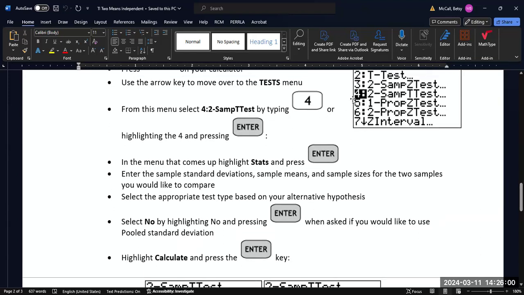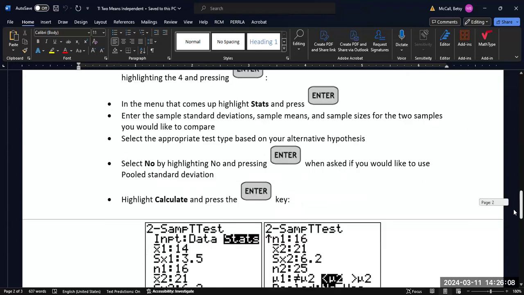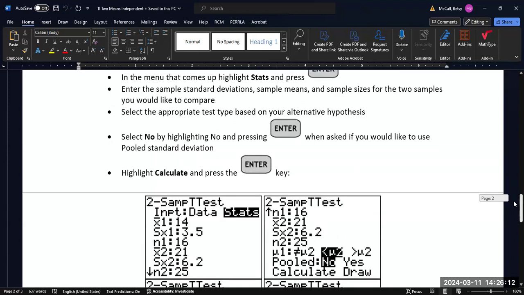And again, you can get it in that test menu, either scrolling down to line 4 and hitting enter, or just typing 4. And then when the screen comes up, you're going to get, again, this screen where we can enter the data. We're entering summary statistics similar to the z-test example. So make sure that stats is highlighted, and then we will enter the data.